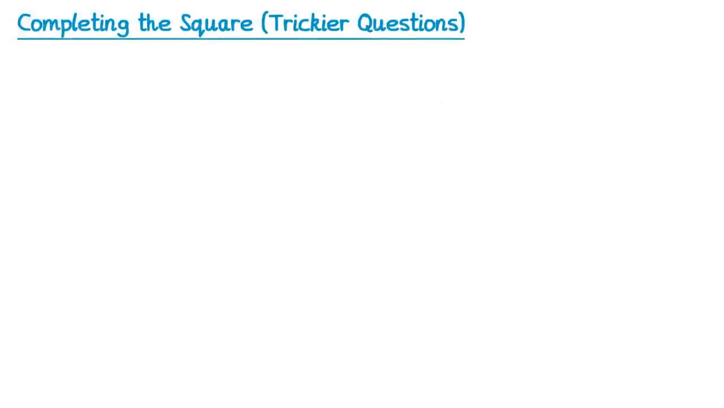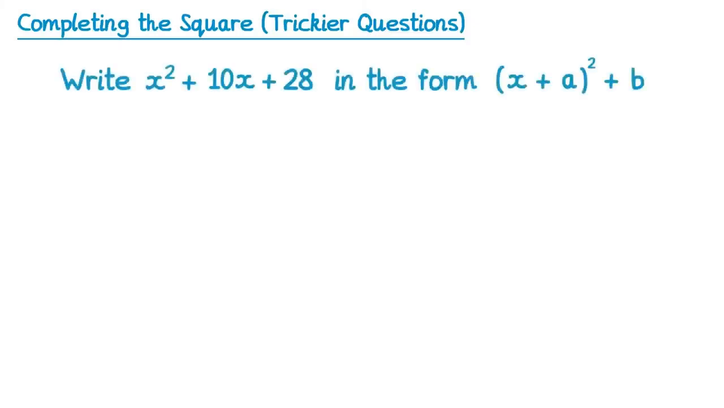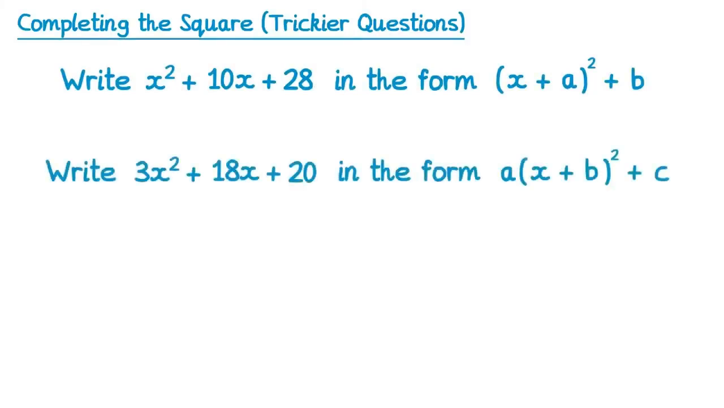In this video we're going to learn how to complete the square, but for some trickier questions. In the last video we saw how to complete the square for questions that look like this. But in this video they'll look more like this. The main difference here is the number right at the front of the question, in this case a number 3.